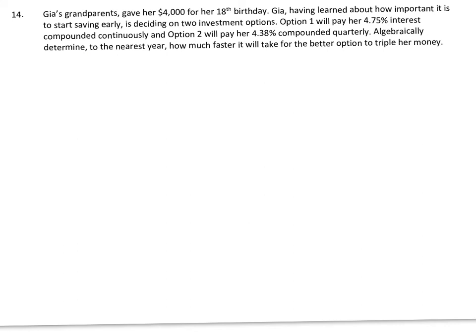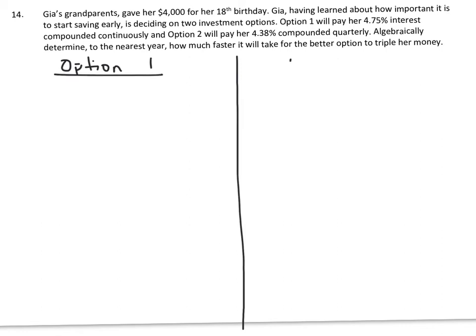Okay, so number 14, Gia's grandparents gave her $4,000 for her 18th birthday. Gia, having learned about how important it is to start saving early, is deciding on two investment options. Okay, so let me do this. I'm going to make a line going down the paper like this because I want to do option 1 on the left side and option 2 on the right side. Okay, so option 1 is going to go here and option 2 will go here.